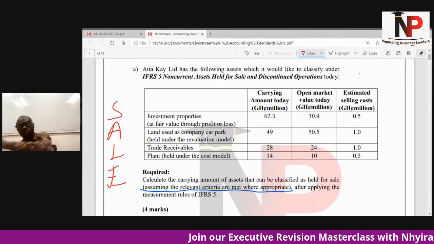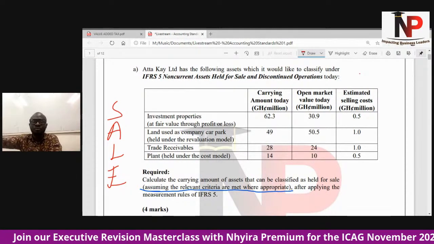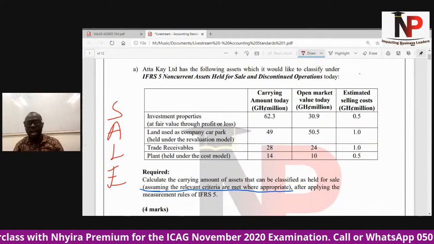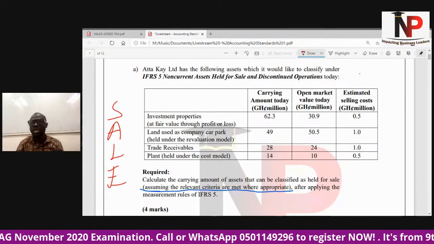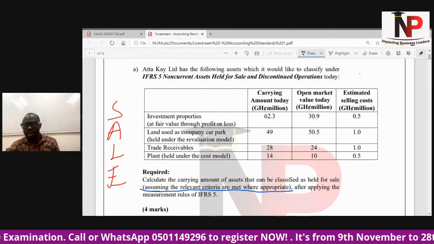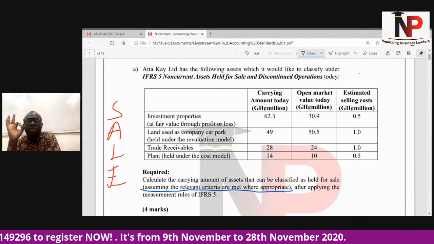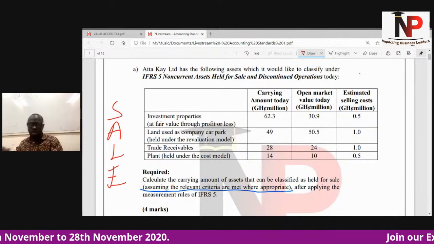So those divisions, even though they were previously being carried at their carrying amounts, now they are going to be carried under IFRS 15 held for sale. But in either case, whether we are dealing with held for sale or a discontinued operation, the recognition criteria remains the same. That is the sale recognition criteria.